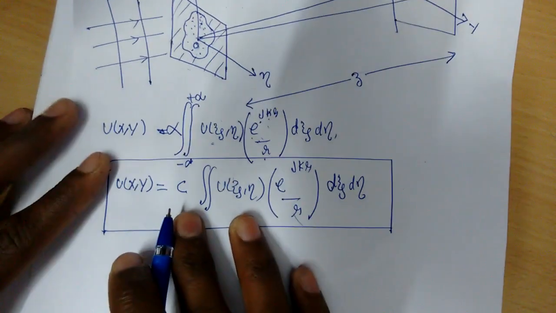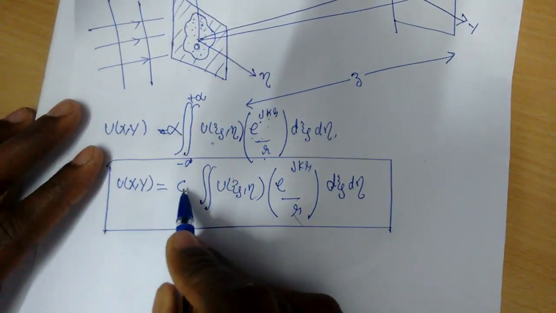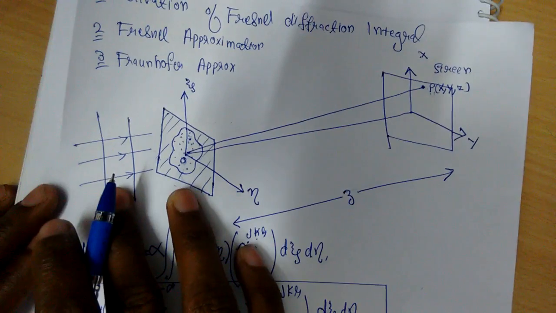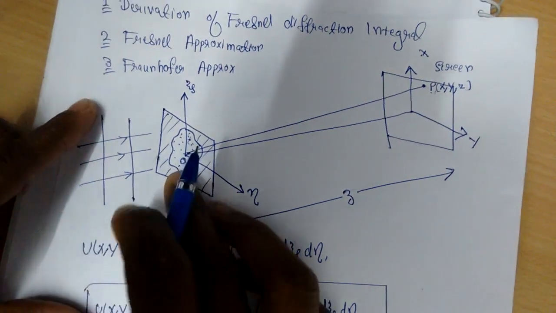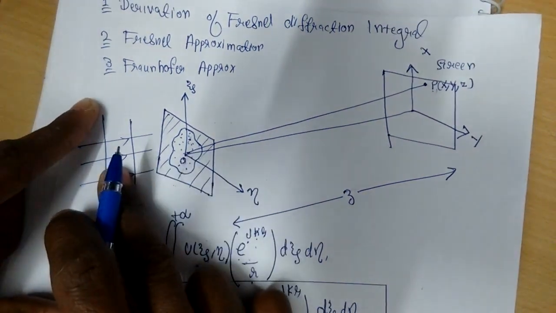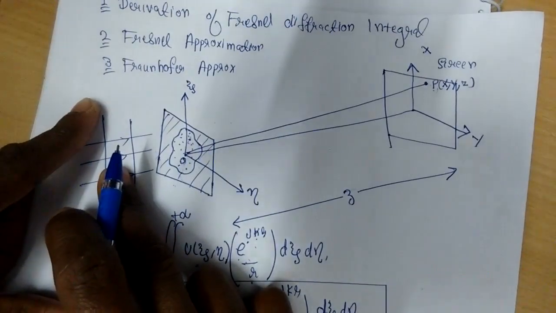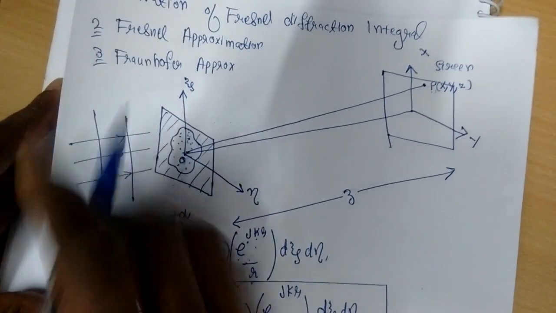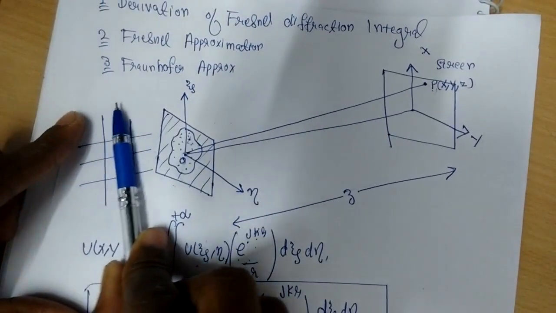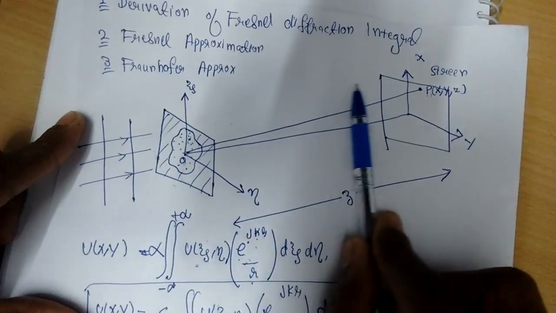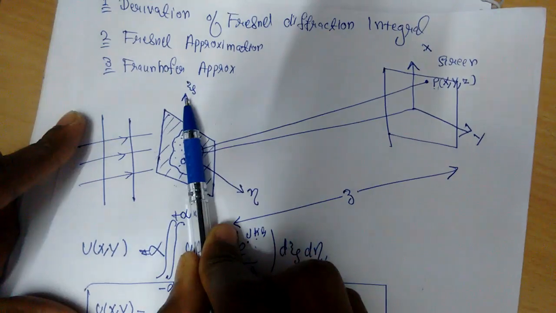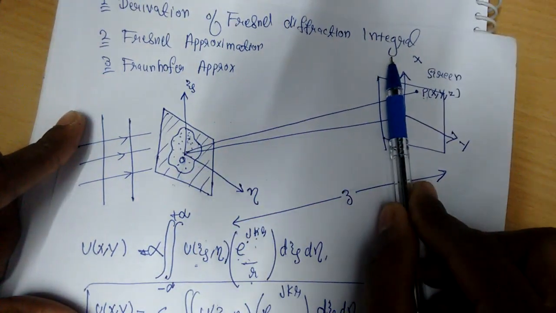Now we want to calculate the value of this constant c here. So how will we do that? Let us suppose that you are going to shine this aperture with a plane wave, and suppose that there was no aperture here. That simply means that this plane wave will be traveling without any change. So it will be a plane wave at this plane and a plane wave at this plane.